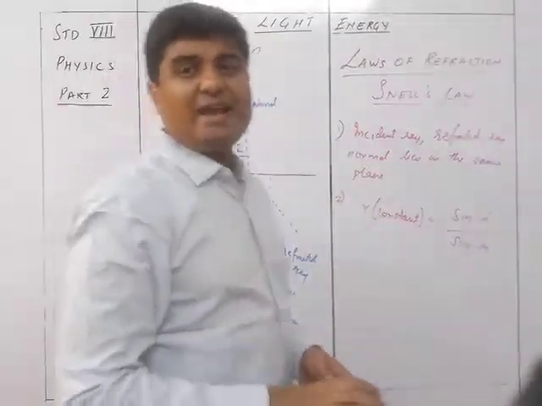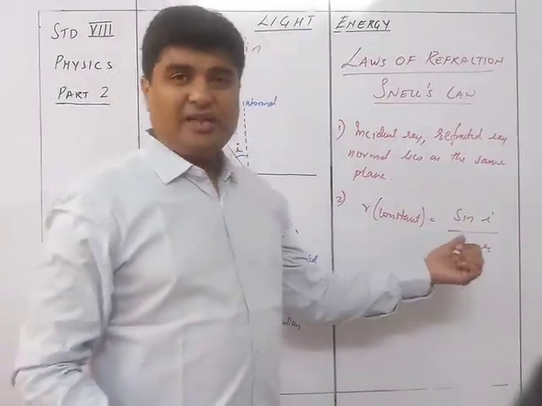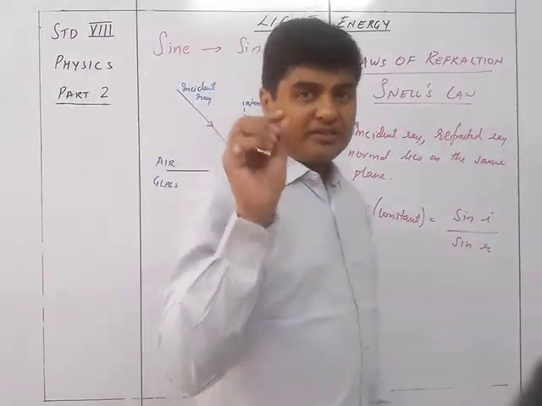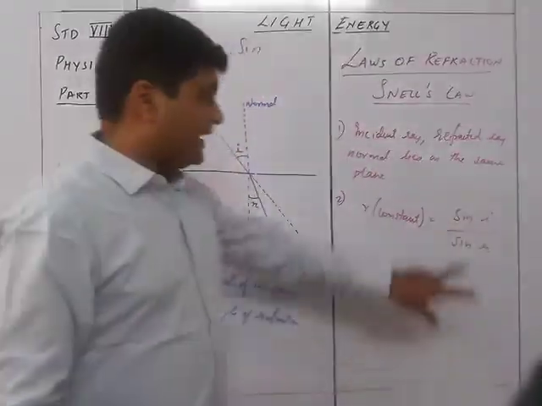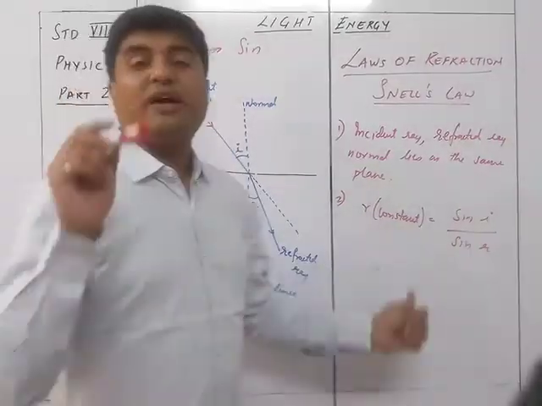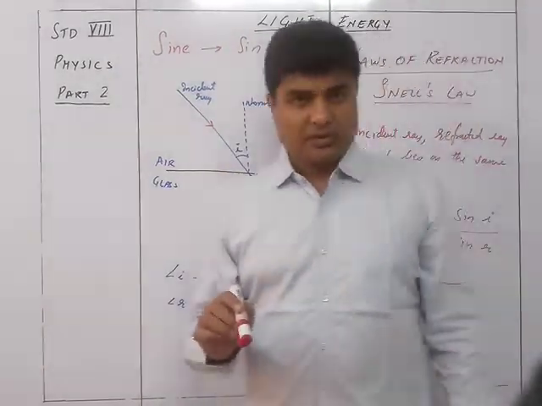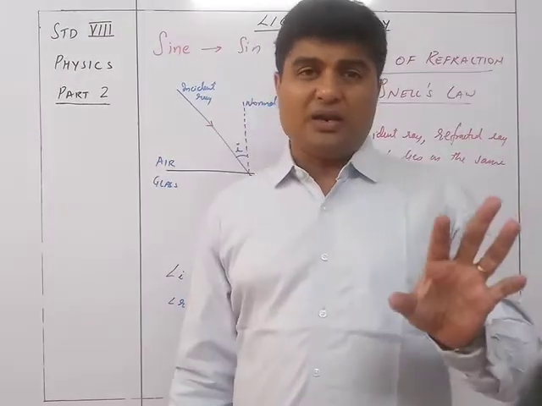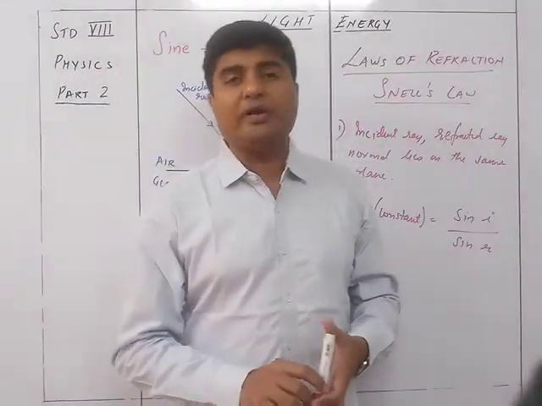So the sine of the angle of incidence upon the sine of the angle of refraction, the ratio of those two is always constant for a given pair of media and given color. See, light is not just one color. Light is made up of 7 colors. You know that, VIBGYOR: violet, indigo, blue, green, yellow, orange, red.